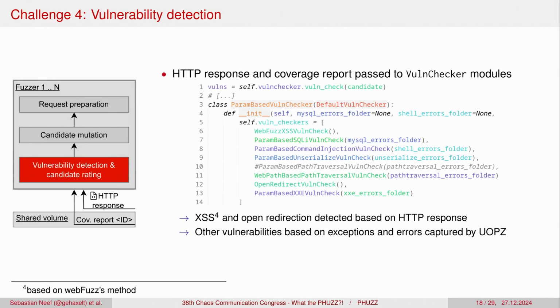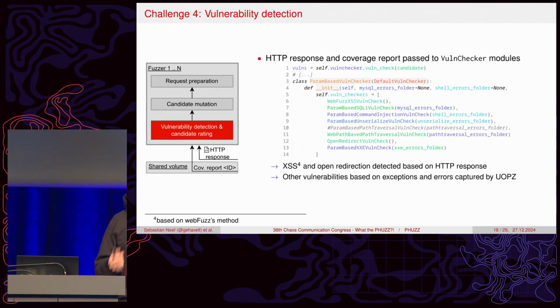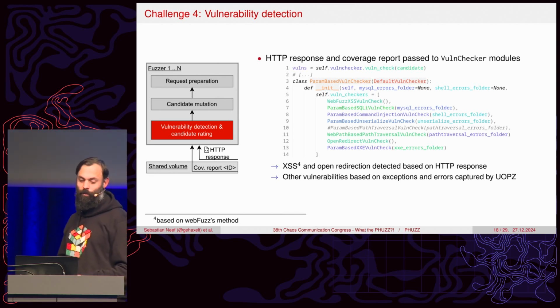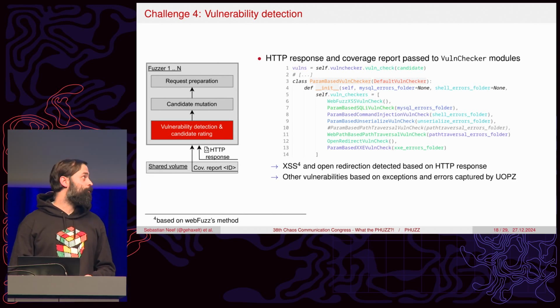All right, how do we detect vulnerabilities? The final challenge. Well, once the fuzzer receives the response to the HTTP request and the coverage report, it can use both information sources for vulnerability detection. For that, again, we implement different classes, and for cross-site scripting and open redirection, we can use the HTTP response. And for the other vulnerability classes, we use the exceptions and errors hooked by UOPZ.